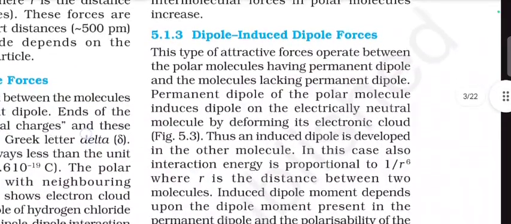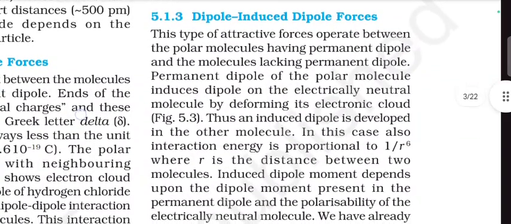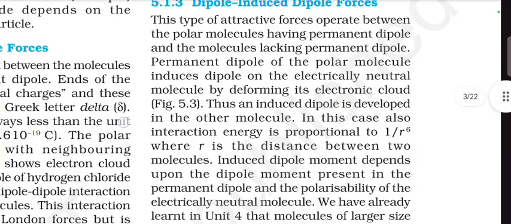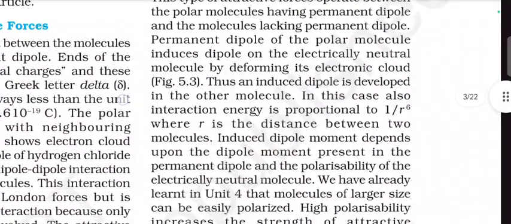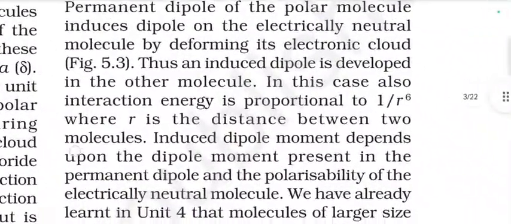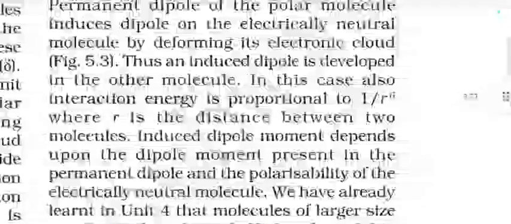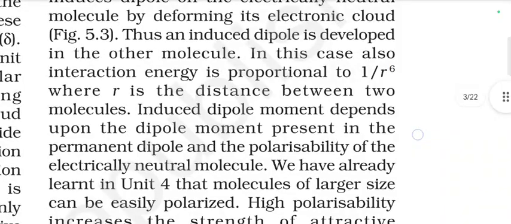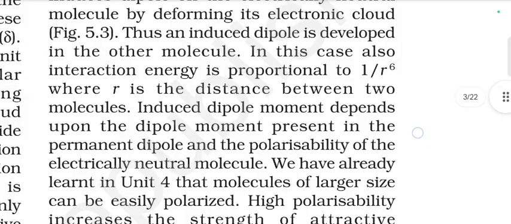Dipole-induced dipole forces. This type of attractive force operates between the polar molecules having permanent dipole and the molecules lacking permanent dipole. The permanent dipole of the polar molecule induces a dipole on the electrically neutral molecule by deforming its electronic cloud, figure 5.3. Thus, an induced dipole is developed in another molecule. In this case also, interaction energy is proportional to 1 divided by r raised to power 6, where r is the distance between two molecules.